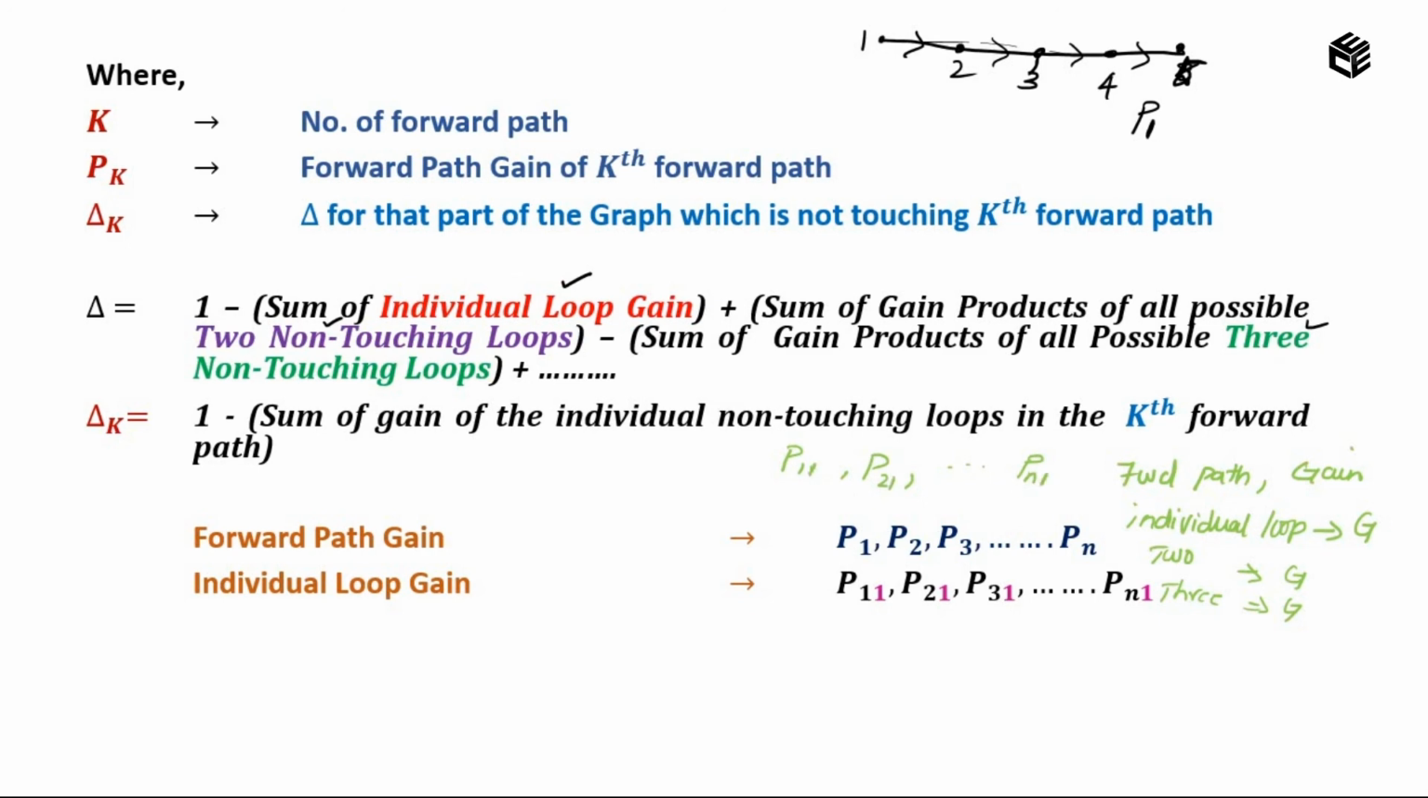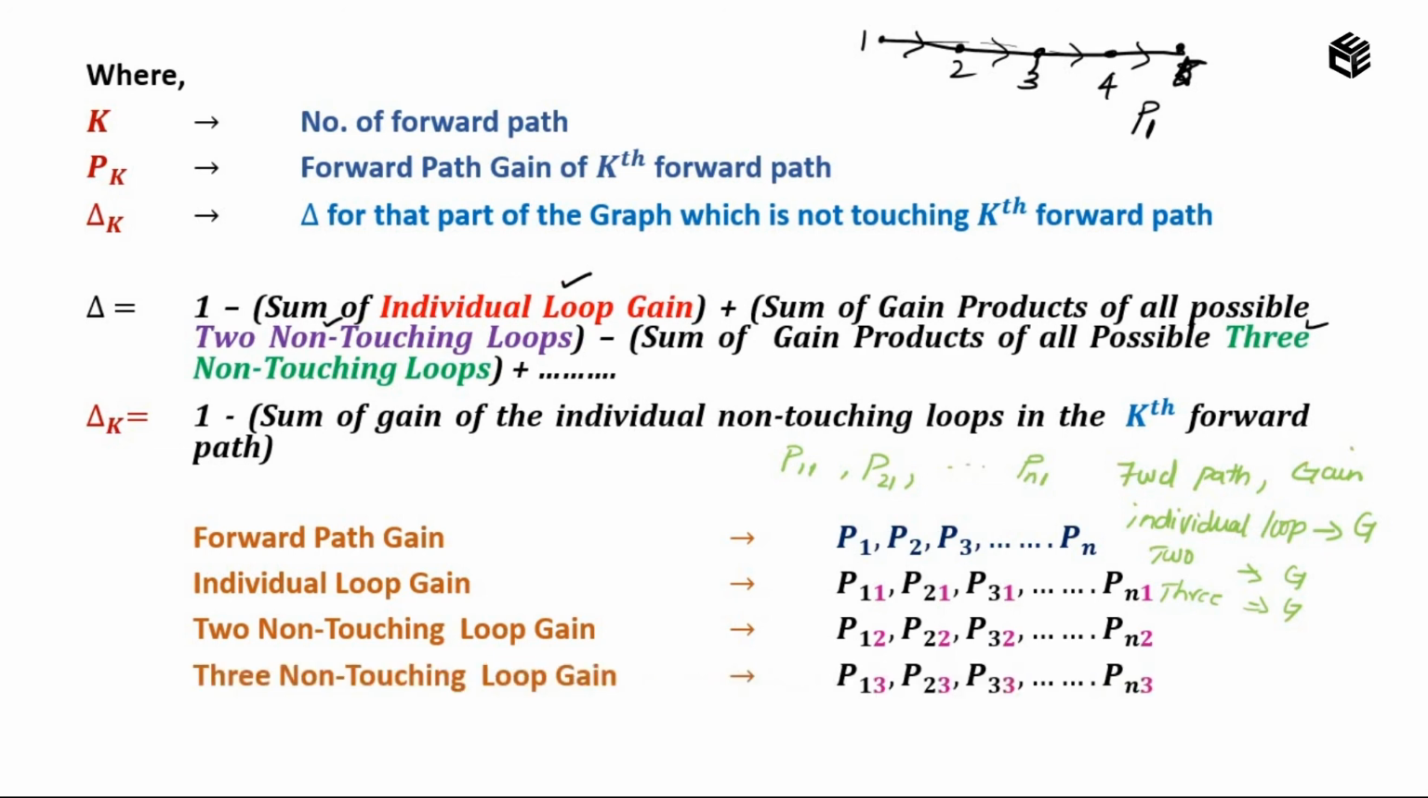Next is 2 non-touching loop. How will you represent it? Same pattern. The second element will be 2. Next is 3 non-touching loop. The second element will be 3. So it goes on like this. That's all about Mason's gain formula.